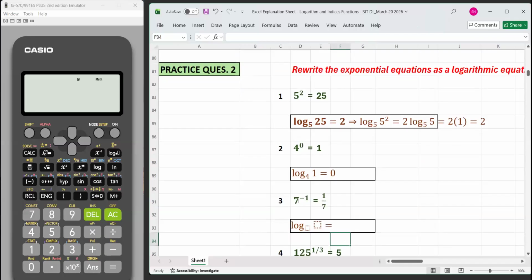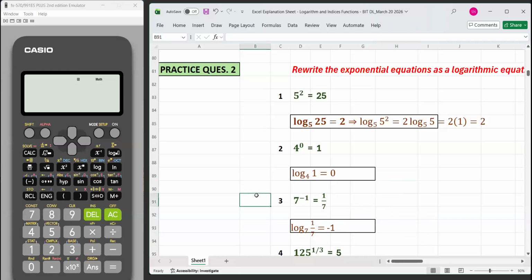So 7 raised to the power -1 is equal to 1 over 7. So what should this log be equal to? Log 1 over 7 base 7 is equal to -1. And you know that 1 over 7 can be written as 7 raised to the power -1. And the -1 comes to multiply using the power rule, and you get this answer in here.